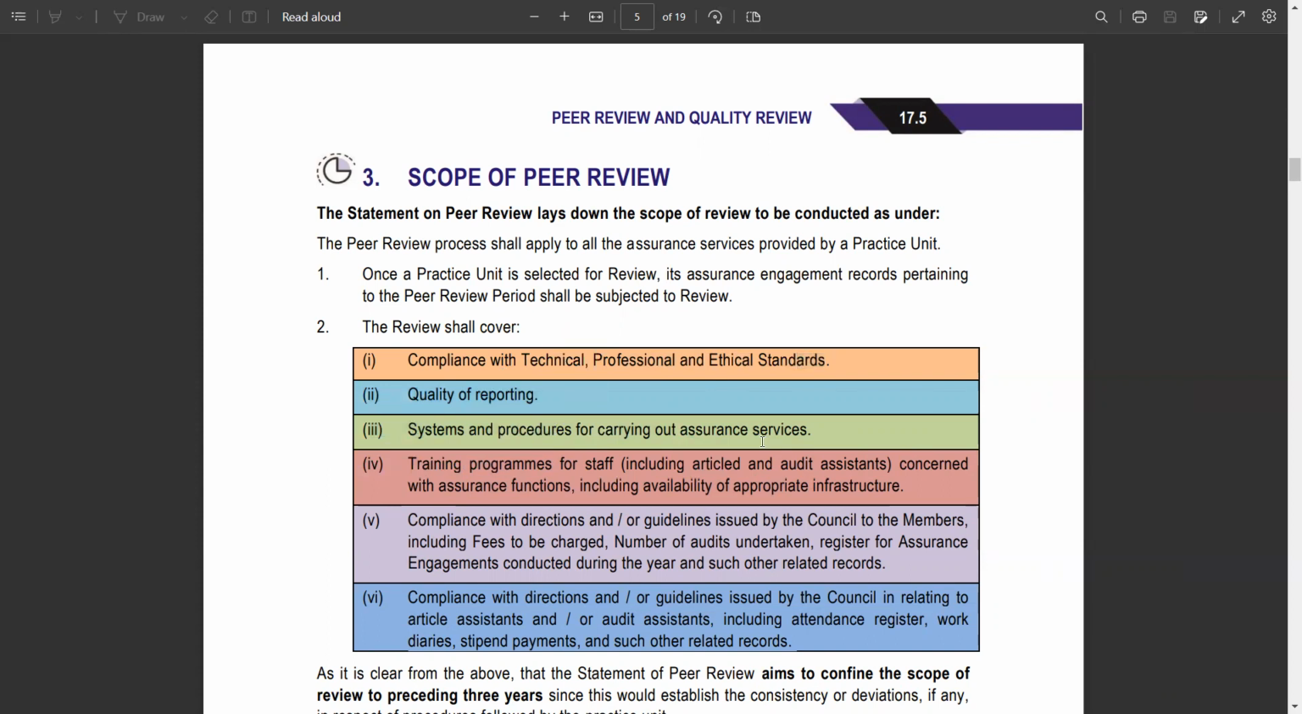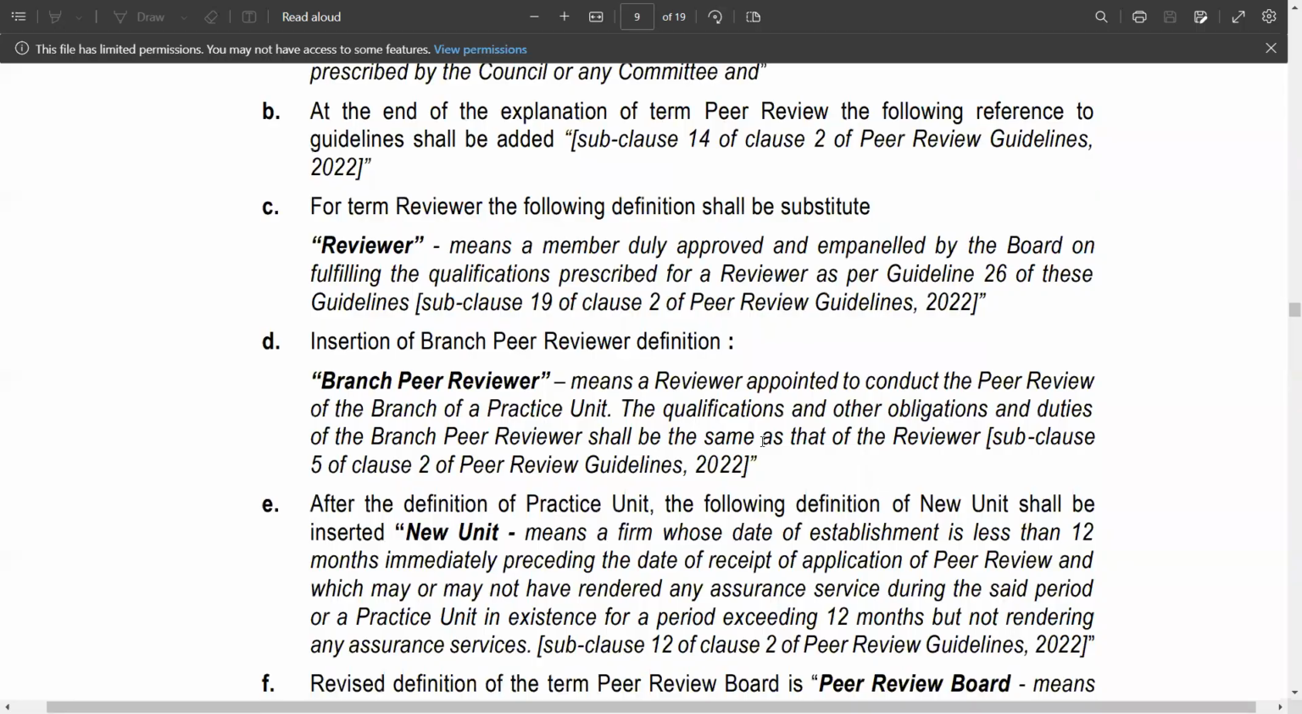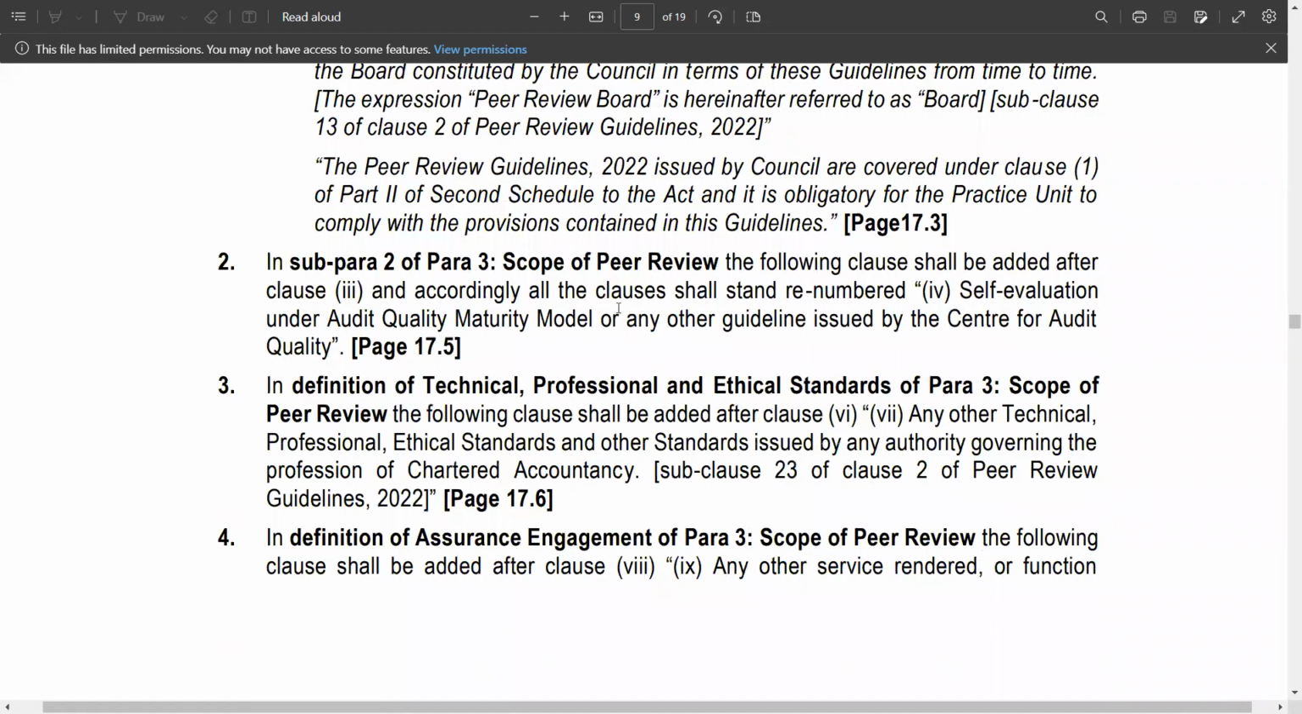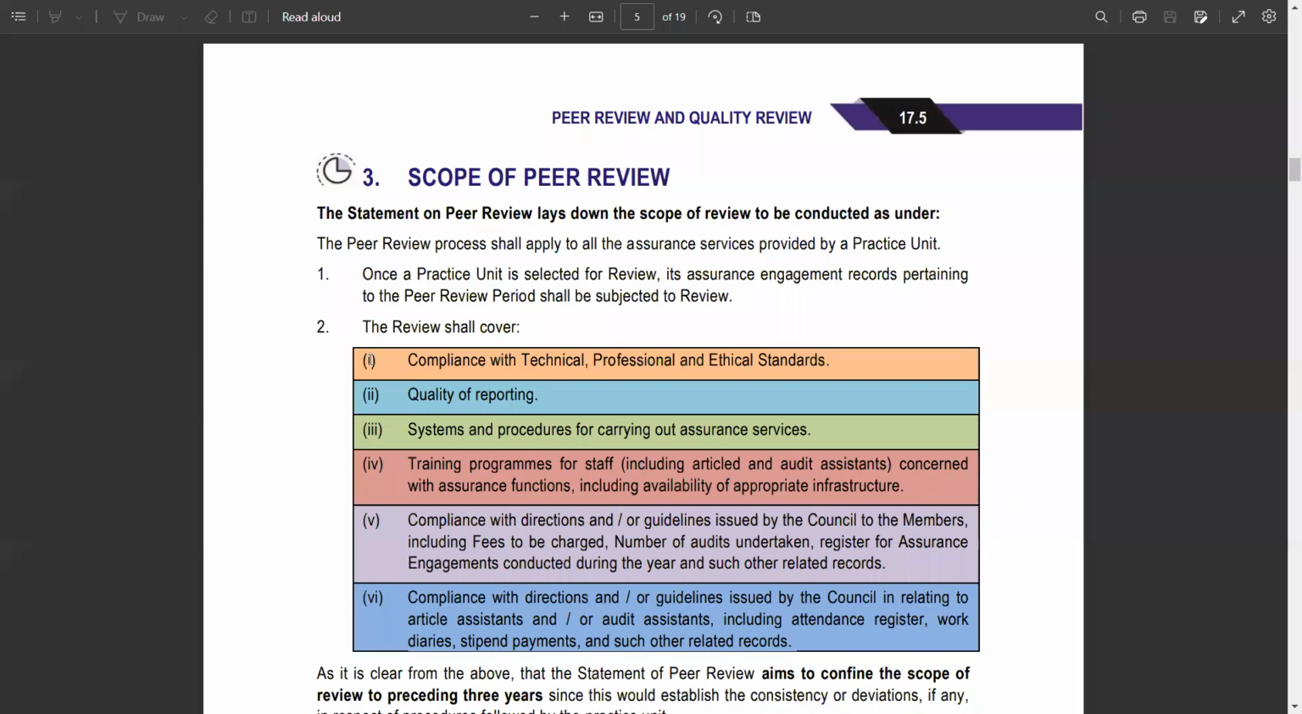Now, another point which is to be added is the compliance with the audit quality maturity module. Accordingly, self-evaluation under the audit quality maturity module and other guidelines issued by the Center for Audit Quality. So you can combine this point after the compliance with technical, professional, ethical standards. You can also add self-evaluation as per the audit quality maturity module or any other guideline issued by the council for audit quality.